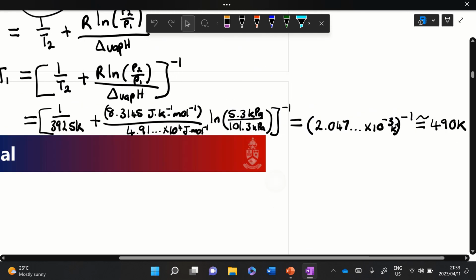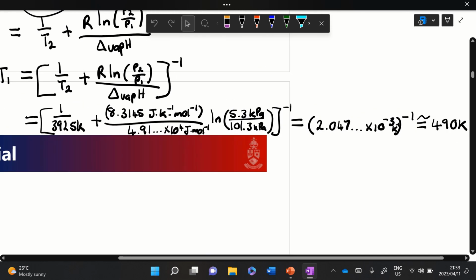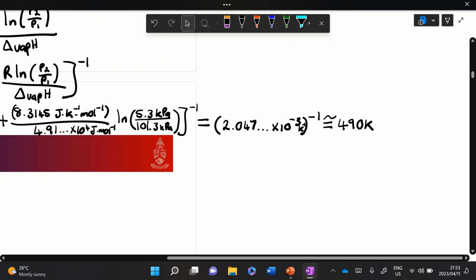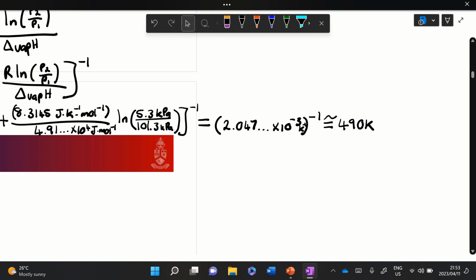Okay, so that is it, and it's actually quite close to the literature value, because this is around about 215 degrees Celsius, and the accepted literature value is 218 degrees Celsius. So where the boiling temperature at atmospheric pressure is 218 degrees Celsius. So our estimation here is not too bad. Okay.